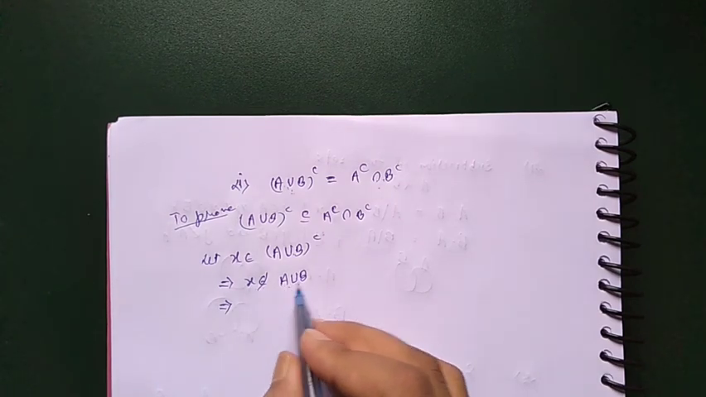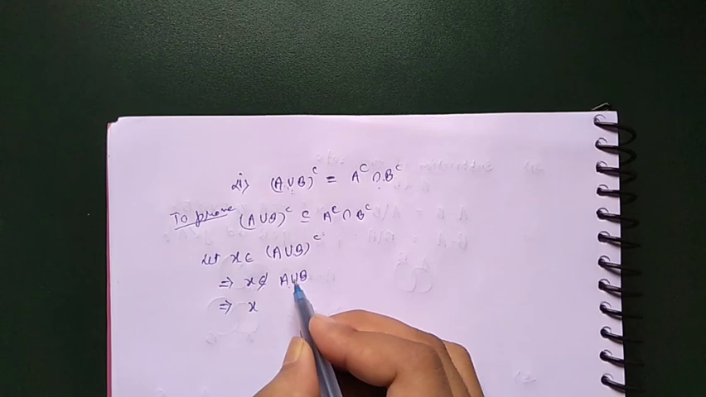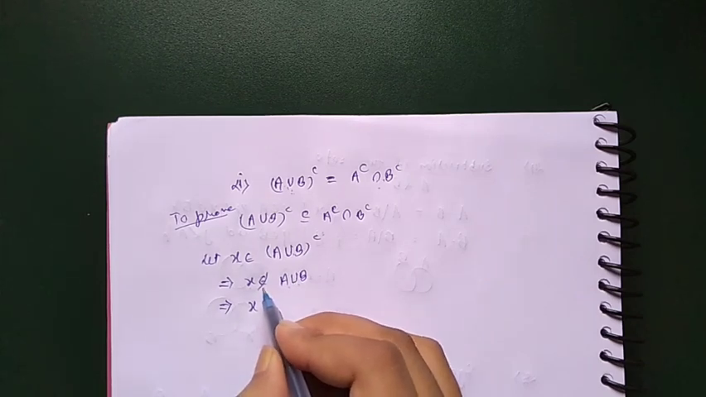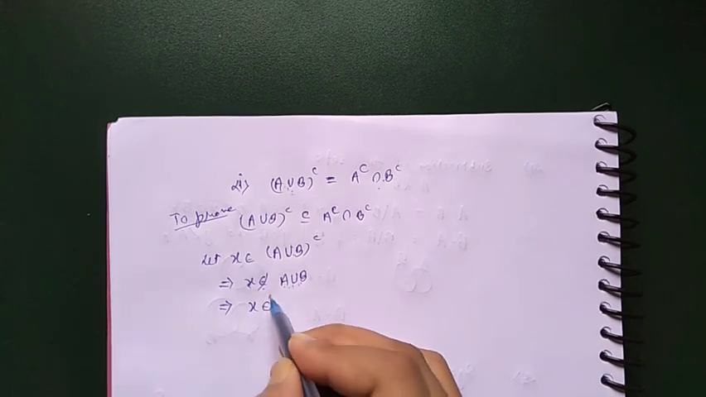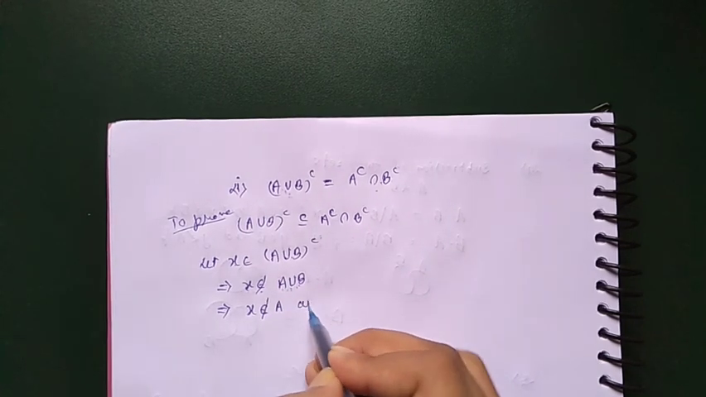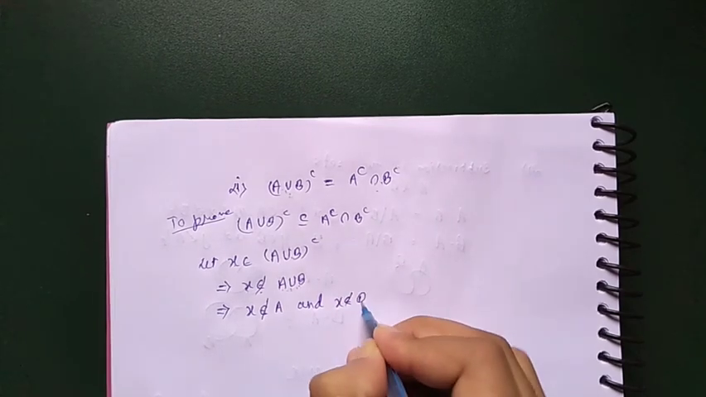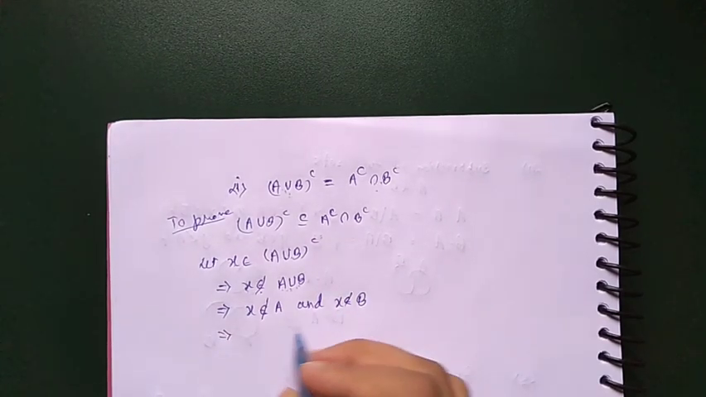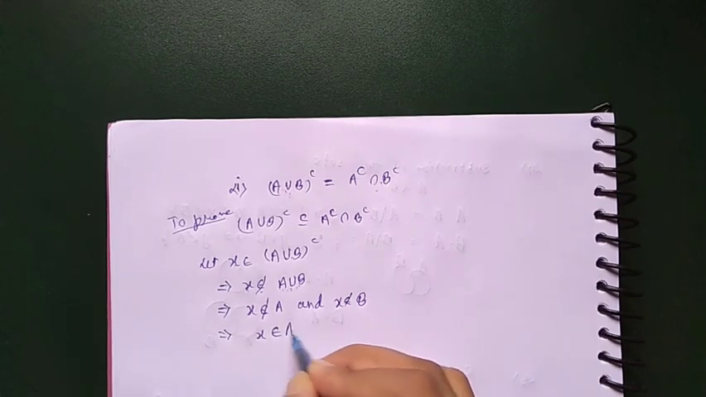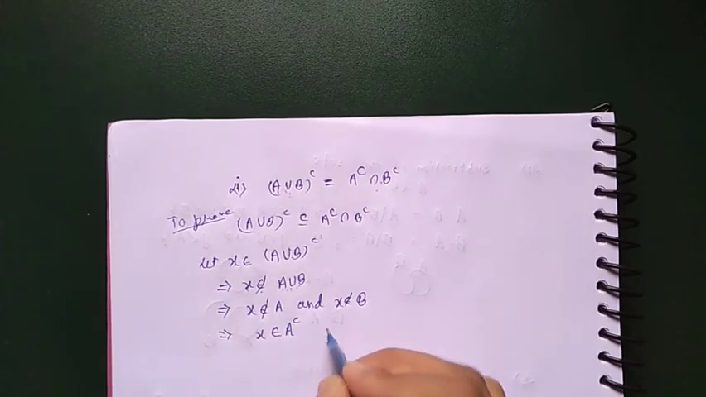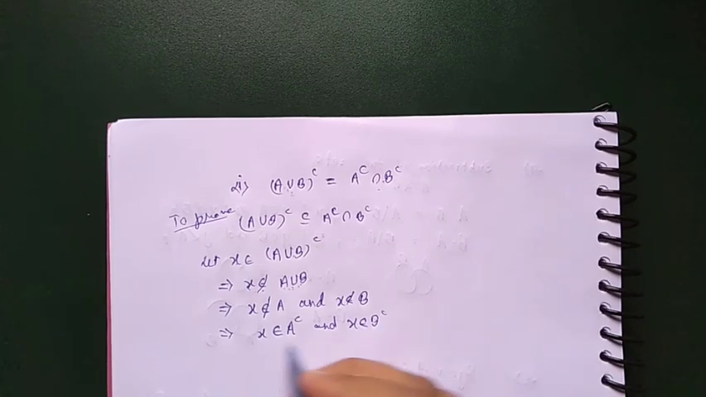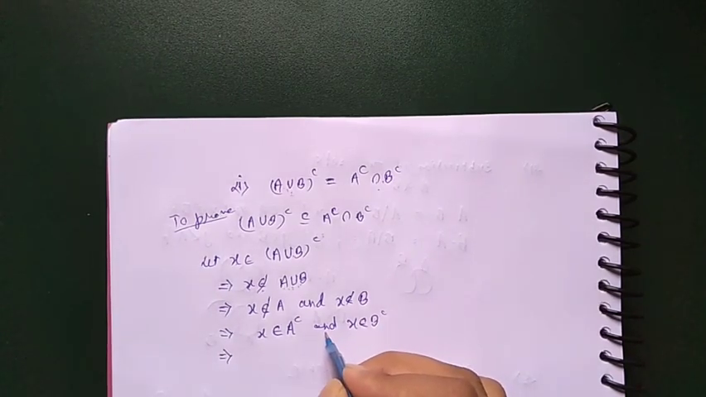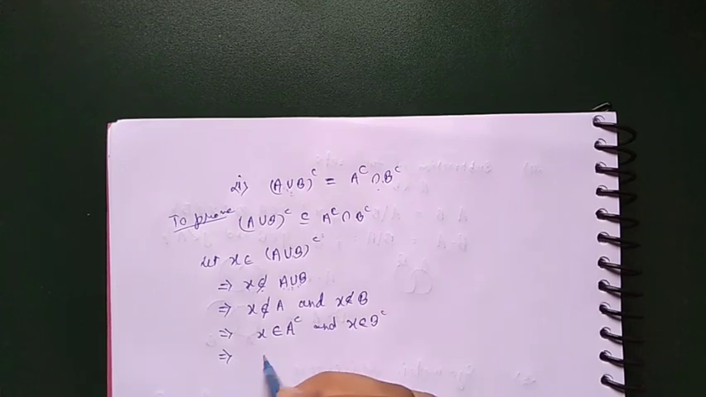X doesn't belong to A union B. Here it is union, but there is a negation, so we will not use OR; we will use AND. So X doesn't belong to A and X doesn't belong to B. So X will belong to the complement of A and X will belong to the complement of B. Here it is the term AND, so we will use intersection for this.